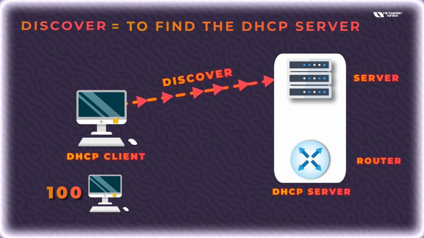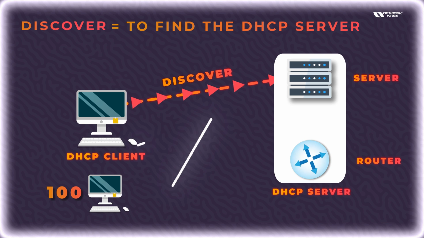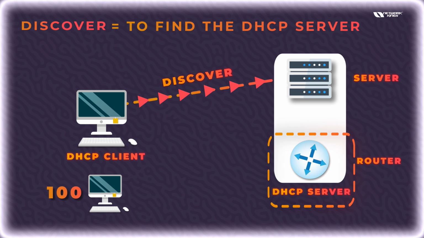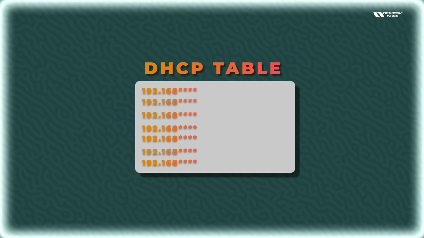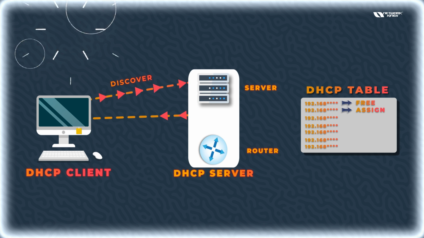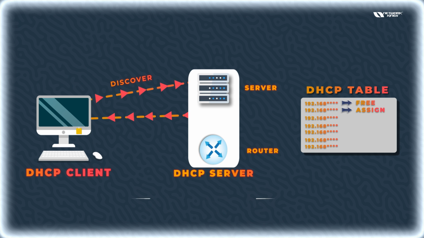Like maybe you have 100 computers in your network, all are going to send a discover packet to find DHCP server. Okay, and now server, or router, will check its DHCP pool table where all the IP addresses are written, and it will show whether all IPs are free or assigned. So whatever IPs are free means they are not used anywhere, it is going to send one free IP which is not allocated to any client with the offer message.